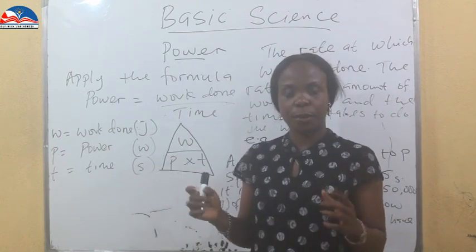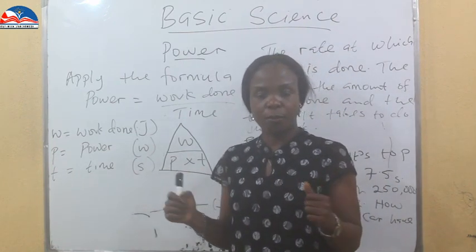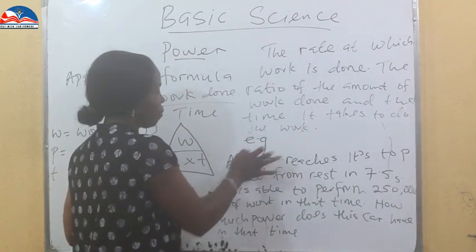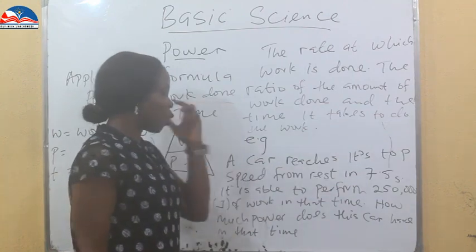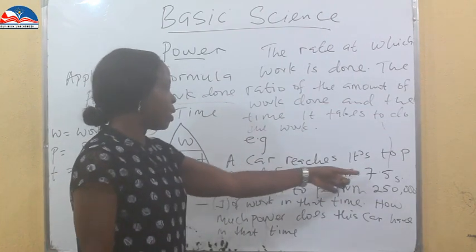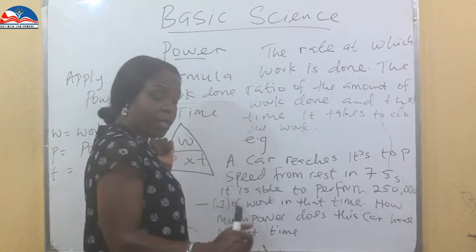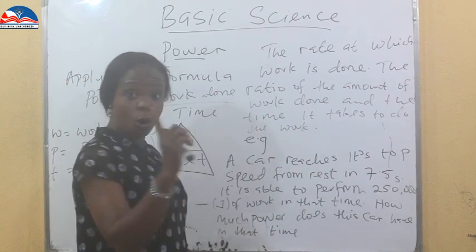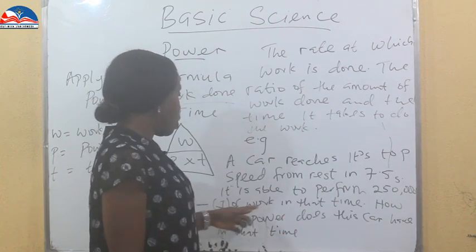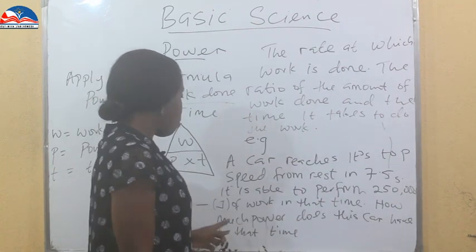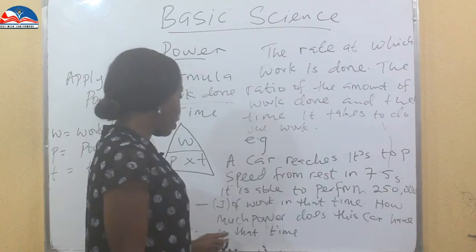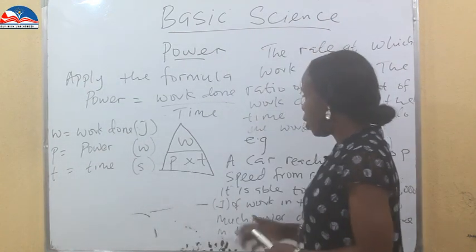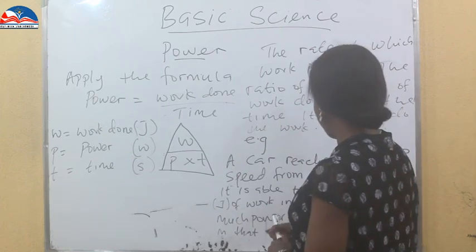We'll take a few examples, about 2 or 3 examples. Now this is the example that I want to use here. A car reached its top speed from rest in 7.5 seconds, which is the time. It is able to perform 250 joules, that is work. In that time, how much power does this car have? Now let's input this into our formula.